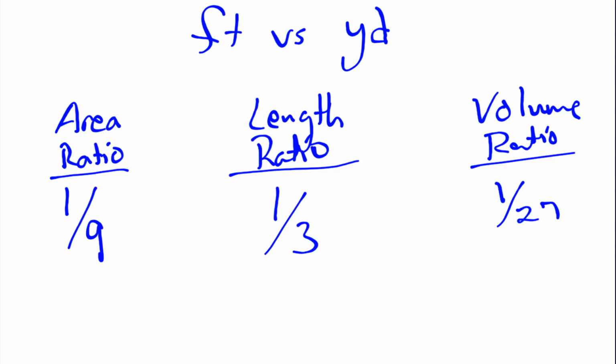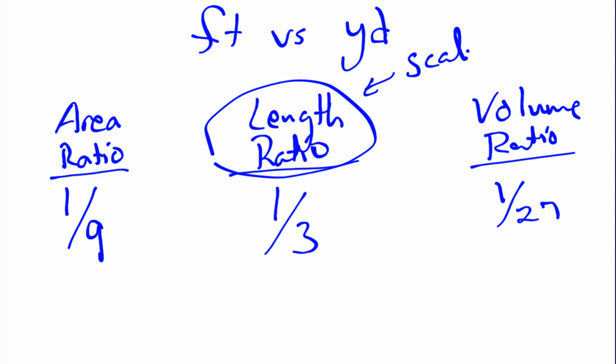Anytime you have a 1:3 length ratio, which you'll learn is also called a scale factor, you will have an area ratio of 1:9 and a volume ratio of 1:27. These three ratios are, so to speak, married together. They're always going to be the same ratios for the same situations.